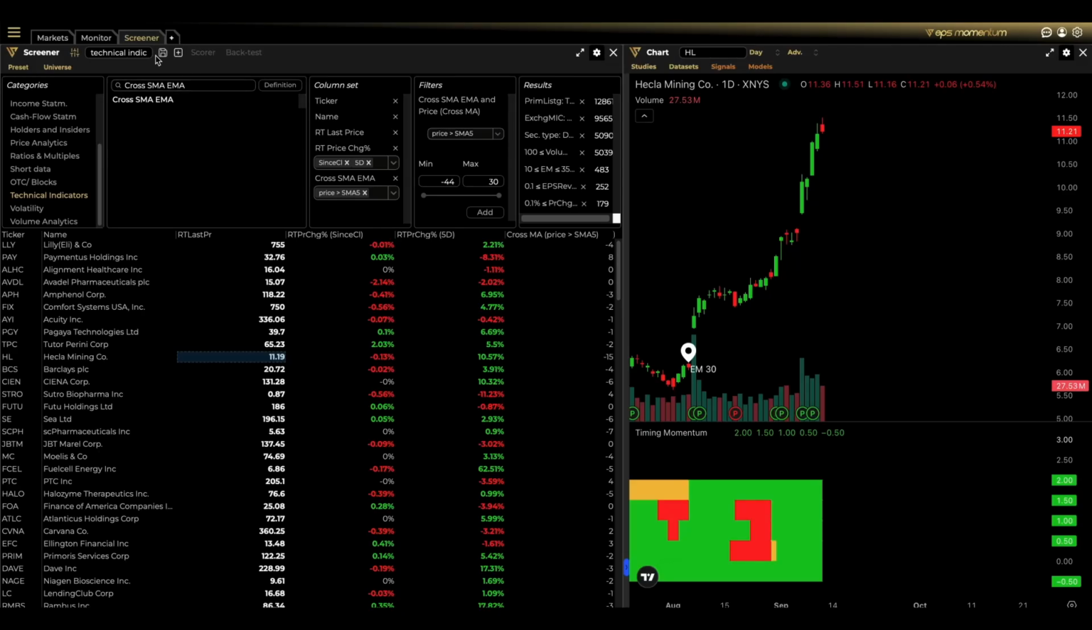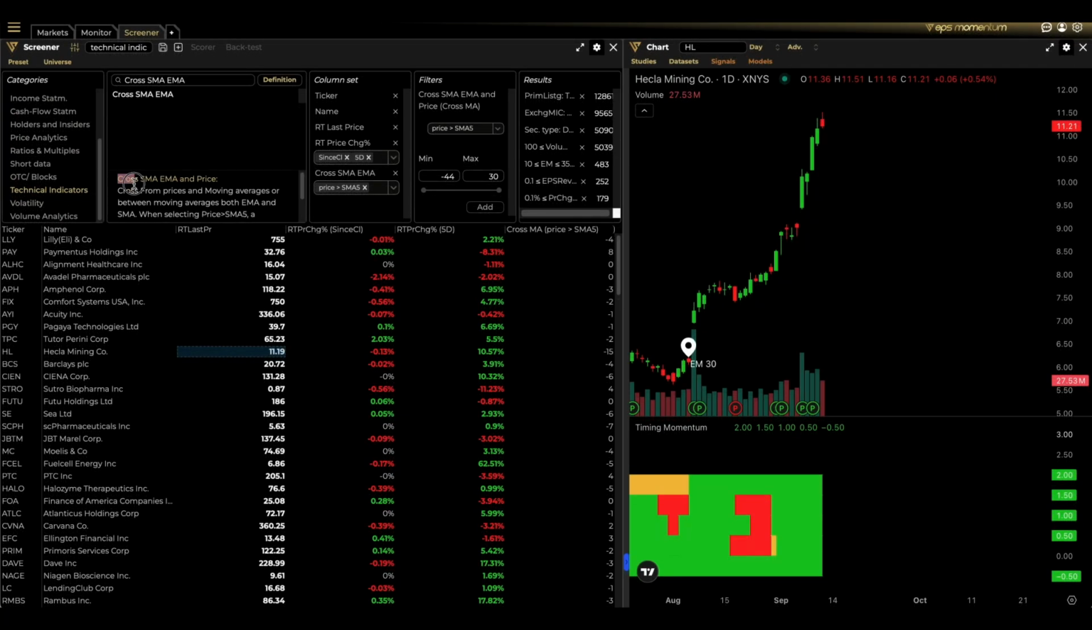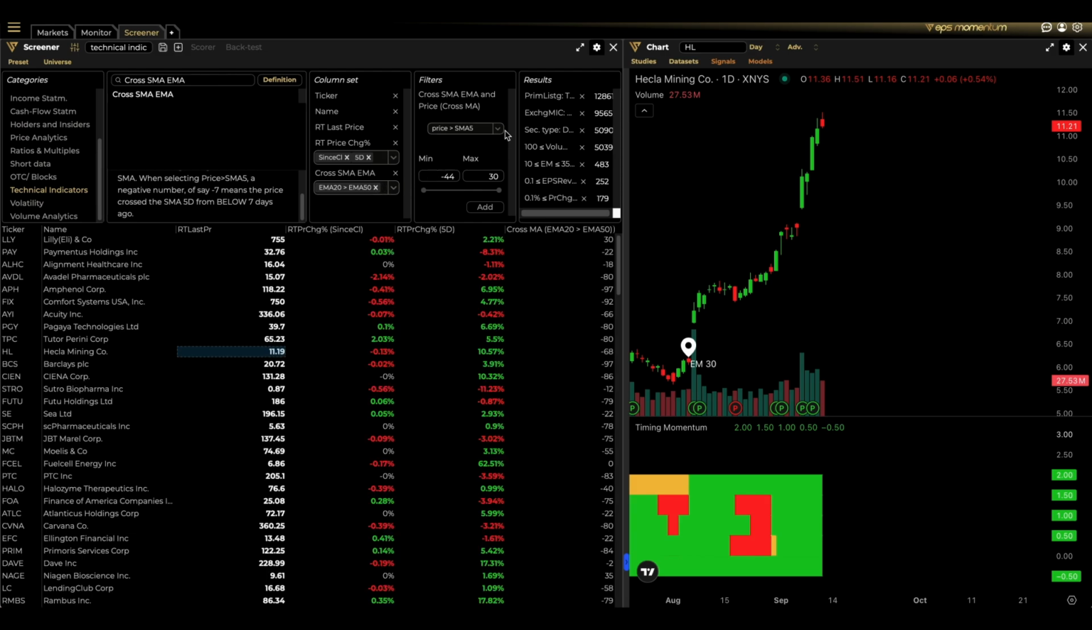Today we're going to talk about the cross exponential moving average and simple moving average indicator, which is a technical indicator. This tool is very popular among traders because it shows when a short-term trend changes direction compared to a longer-term trend. On our platform, we usually use two moving averages. The 20-period exponential moving average reacts quickly to price changes. The 50-period exponential moving average or the 50-period simple moving average moves more slowly and is smoother.